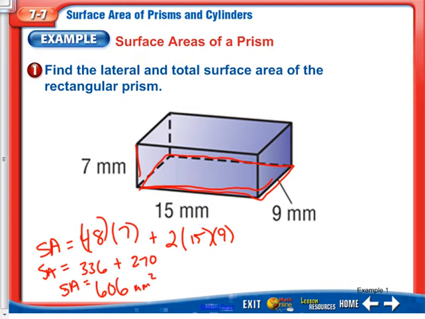Again, the reason why I like to do SA rather than S is because the A reminds me that I'm finding area, which helps remind me that I need to have square units at the end. So this 336 represents my lateral area, all this around, and the 270 represents the area of the bases when I add those up.